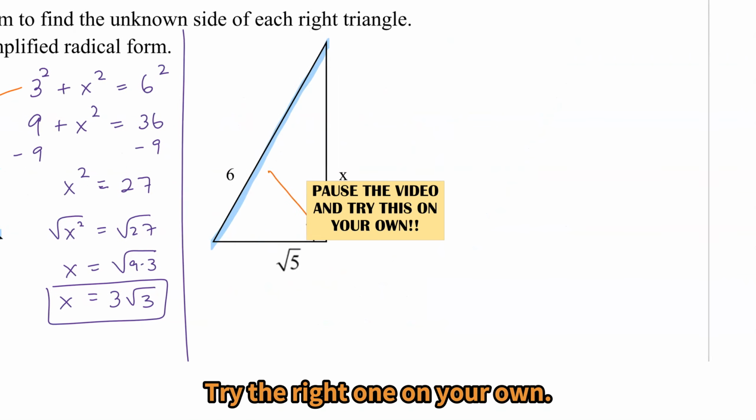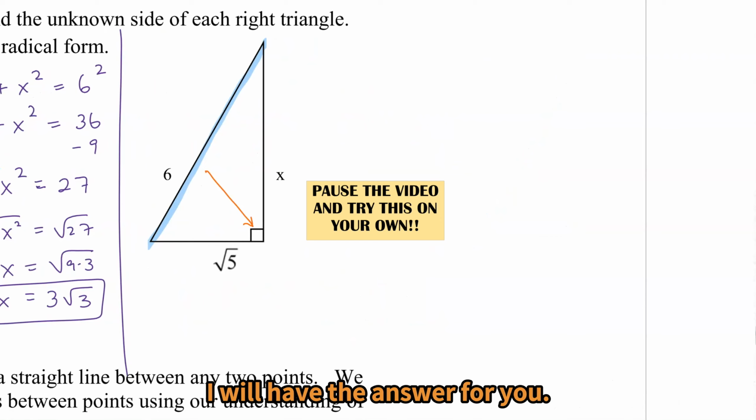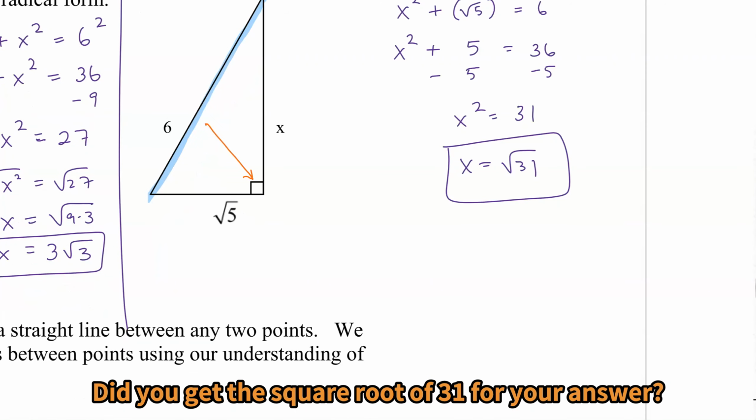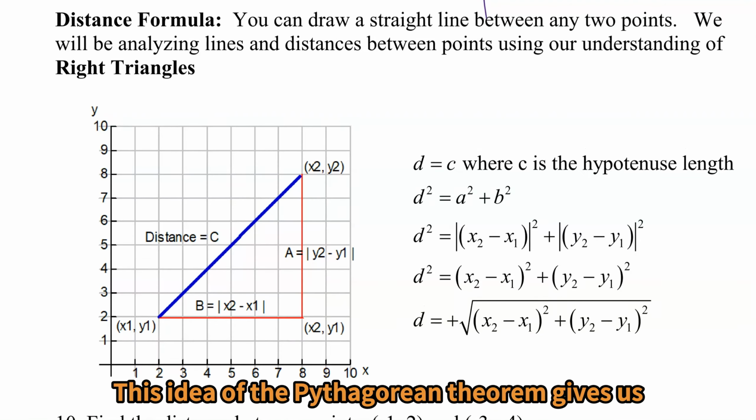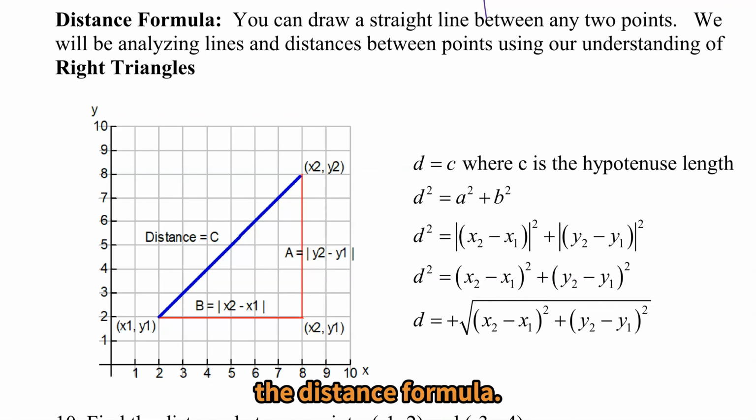Try the right one on your own, pause the video, and I'll have the answer for you. And did you get the square root of 31 for your answer? Good job. This idea of the Pythagorean theorem gives us the distance formula.